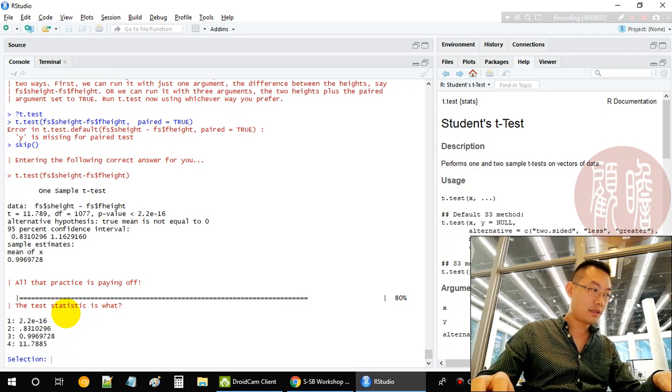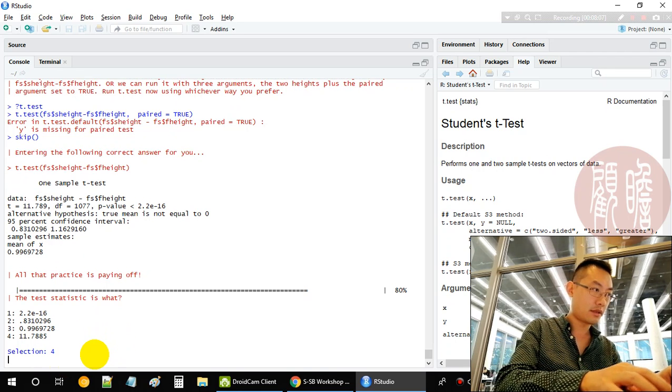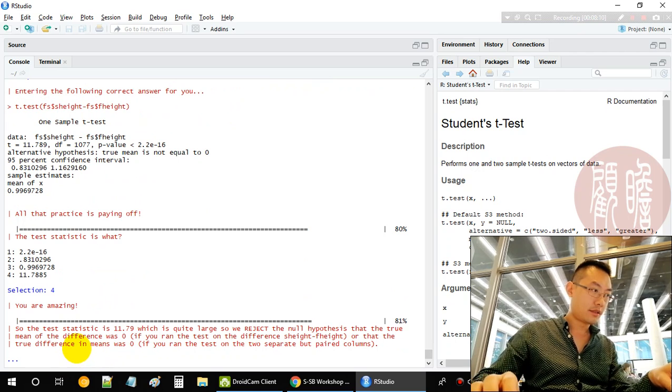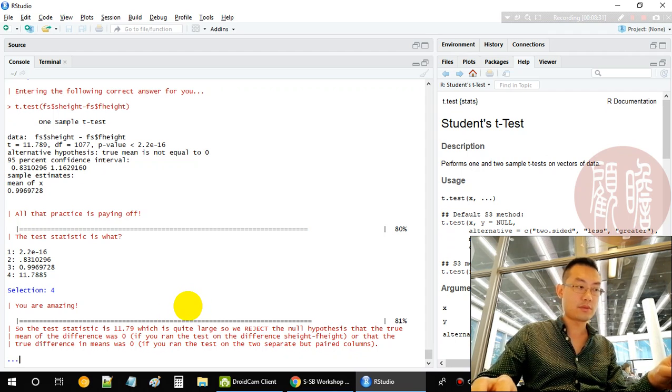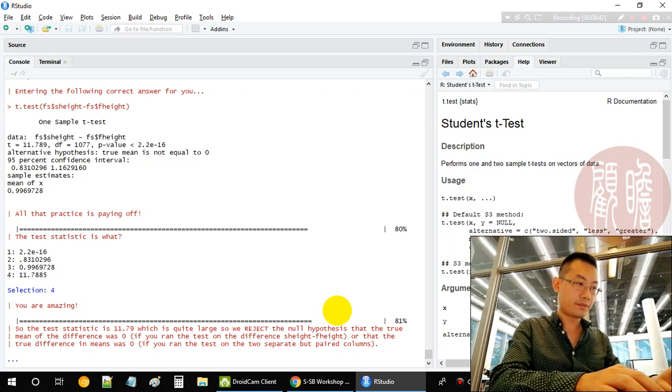So the t-statistic is this value, 11, which is quite large, so we reject the null hypothesis that the true mean of the difference is 0, right? So we reject it. The father's height and the son's height are not equal, so they are different. We ran the test on the two separate but paired columns. Okay.